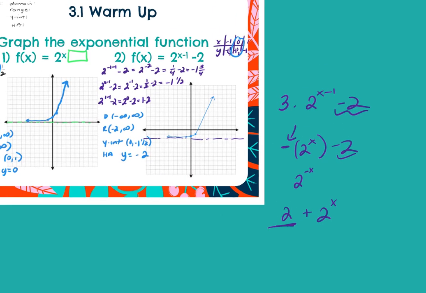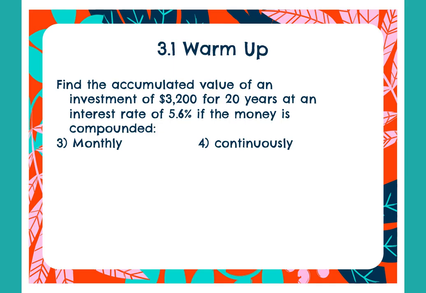Yes. All right. And the next slide was the calculator portion. You'll start with these questions. I think there's 4 in total. Two with your interest problem. Find the accumulated value of an investment of $3,200 for 20 years at an interest rate of 5.6% if the money is compounded 3 monthly and 4 continuously. So for monthly, we do A equals P times (1 plus r over n) to the nt. And for continuously, we do A equals Pe^(rt), P times e to the rt.